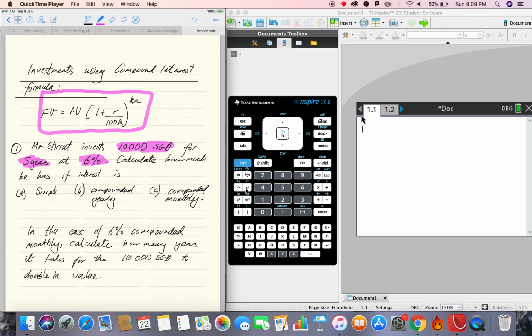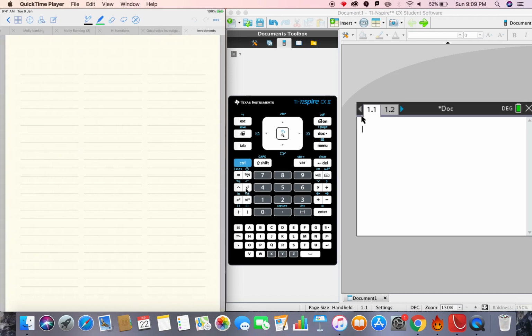Calculate how much he has if interest is simple. Oh, okay, so this is actually not compound interest, and we've got to bear in mind that this is the compound interest formula. So we've got a bit of a trick question here, and this is actually simple interest. Now it's weird, simple interest just doesn't exist anymore because no one would even fall for it. Simple interest means I get 6% of 10,000 in the first year, and then I keep that same absolute amount every year. So let's just do part A first, okay?